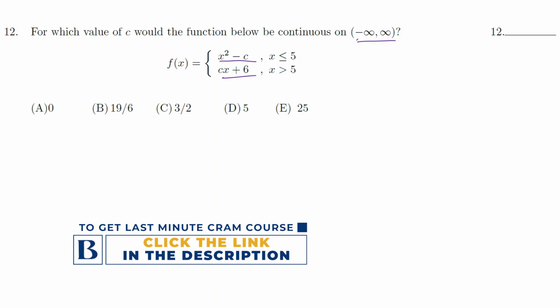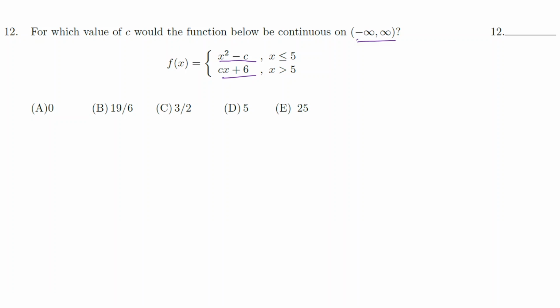All we have to do is plug in x equals 5. So let's just do this again. We have x squared minus c. This guy has to be equal to cx plus 6. And it has to be equal when x is equal to 5. Well, where did I get x equal 5? Well, right here. The border. Whatever is the border, you just plug it in.